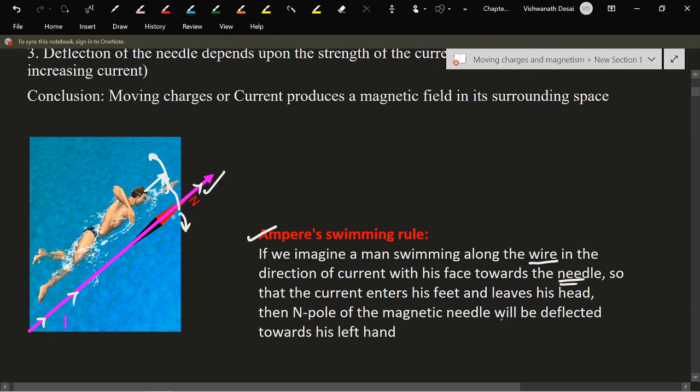And this rule is called Ampere's swimming rule. The man who is swimming should be on the top of the wire. His face is towards the wire and the needle is under the wire. The needle is somewhere here. This is the north pole and south pole. So the current is flowing along the wire, passes through his feet and leaves his head like this. Then his left hand is like this, so that side. So the north pole also deflects towards the left hand. That's what the rule says.